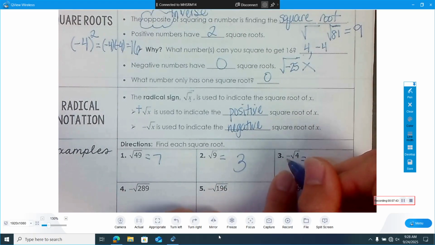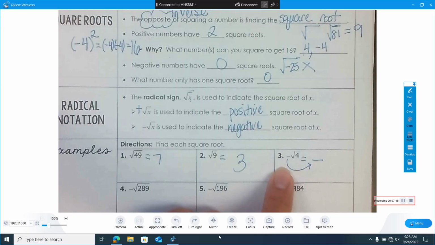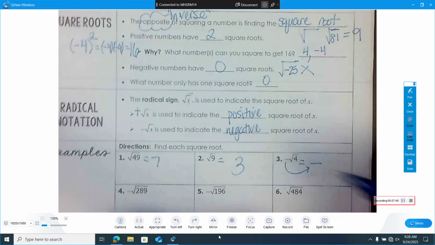This one has a negative in front. So we're going to keep the negative along for the ride. And we want to know what's the root of 4.